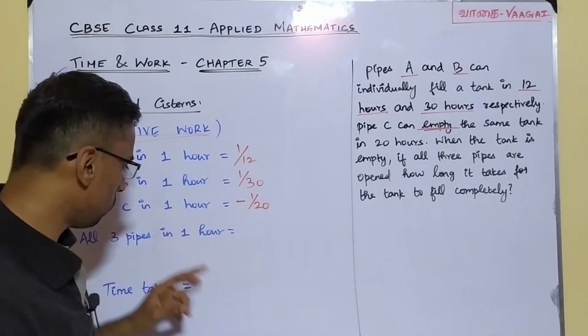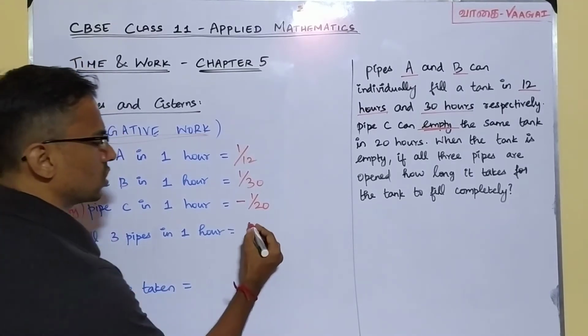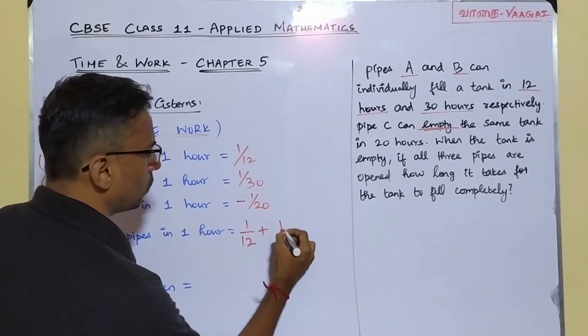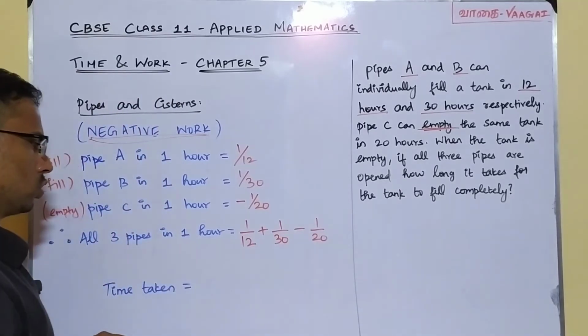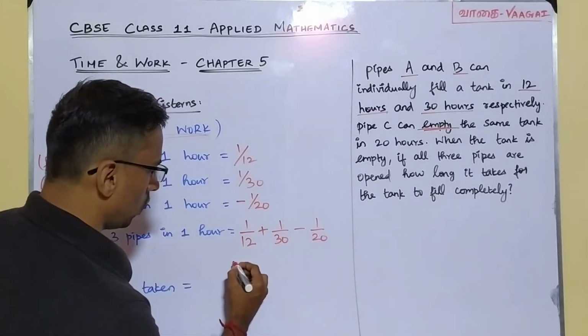That we have to calculate. So in 1 hour, how much work is done by all 3? We have to take all 3 up. So 1/12 plus 1/30 minus 1/20. This is what we have to do. So when we do so, what happens is this will be equal to, so let me take this space.